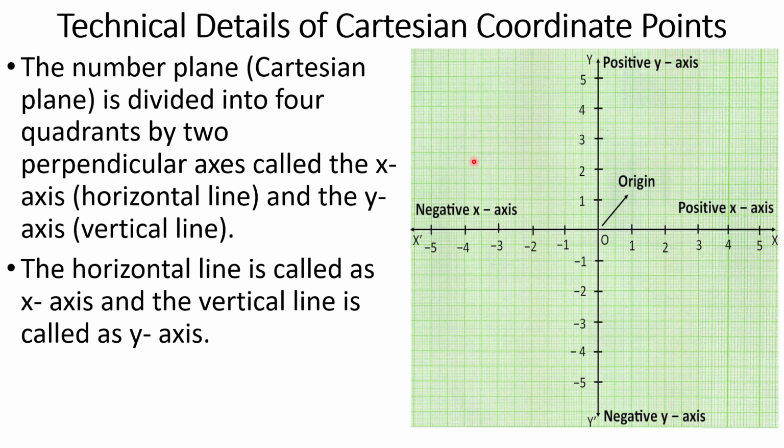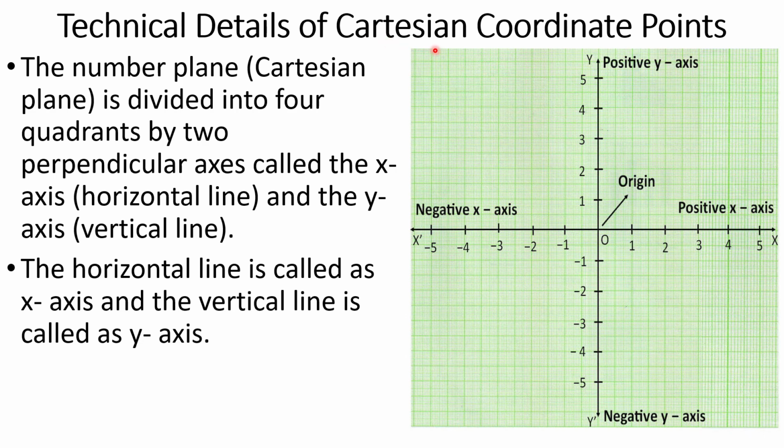This graph sheet is divided into 4 quadrants. This is my first quadrant, and this is my second quadrant. This is my third quadrant, and the fourth quadrant of a Cartesian plane. The graph sheet is divided into 4 parts.